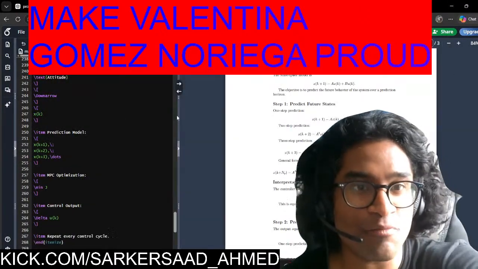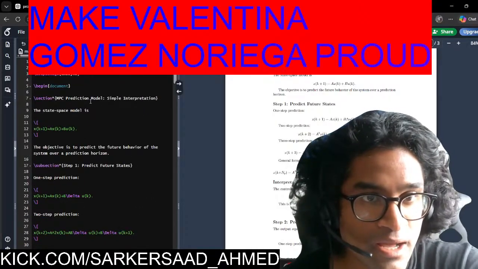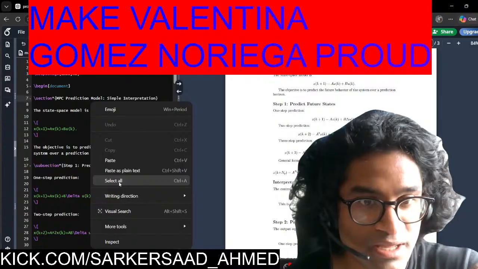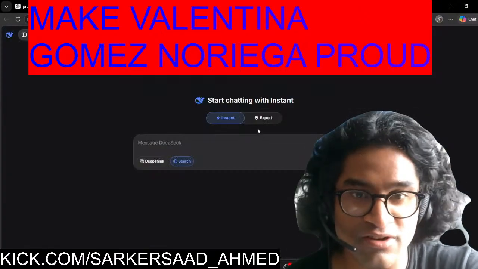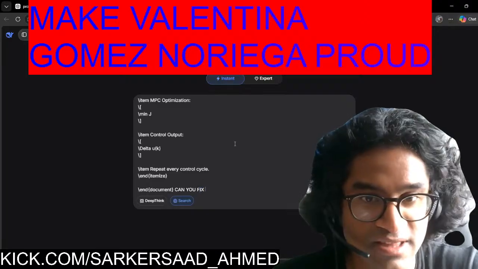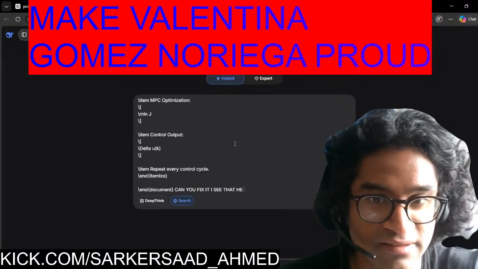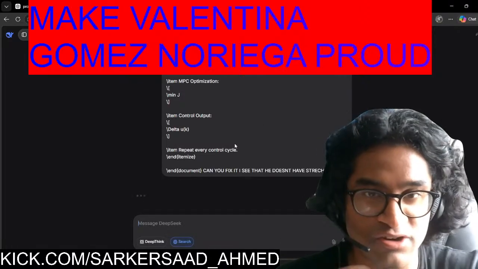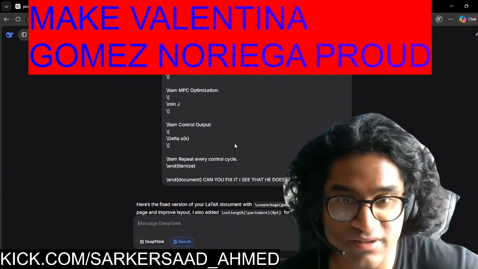It's like you copy pasted an image, because it doesn't have stretch. If I ask OpenAI, they're going to do something completely different. Can you fix it? I see that it doesn't have a stretch package, but I don't know where to import it because I don't want to risk it.